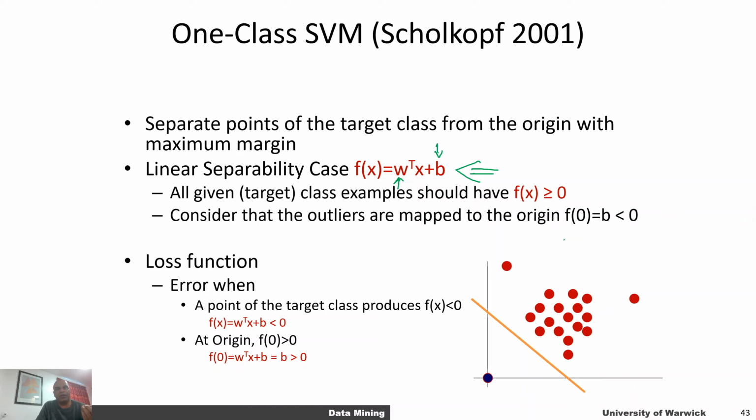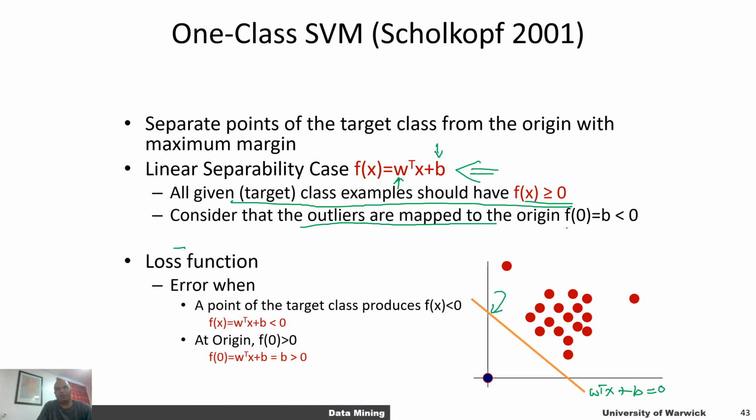So what we want is that all examples of the target class should have a positive score. So they should lie above a particular line that is determined using w transpose x plus b equal to 0. All these training examples of the target class should lie above this line. And this line should be as far away from the origin as possible. Or in other words, what we want is that all the outliers in this case are mapped to the origin.